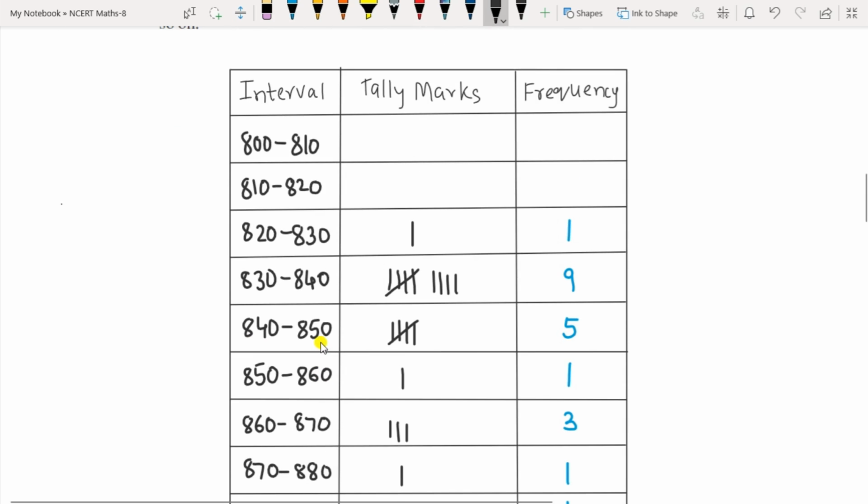And you can see that these class intervals are in the exclusive form. Here the upper limit of one class and the lower limit of the next are the same. So this is of the exclusive form.